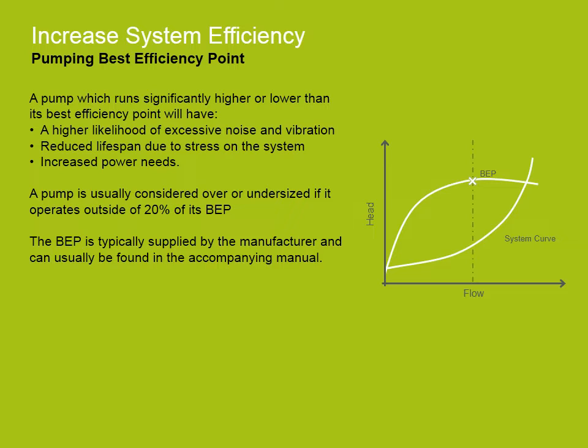It is crucial, particularly if implementing a single-speed pumping solution, that the pump is sized to deliver at, or as near as possible to, the point of best efficiency, and that the BEP is representative of the maximum required pump use. The BEP is typically supplied by the manufacturer and can usually be found in the accompanying manual.